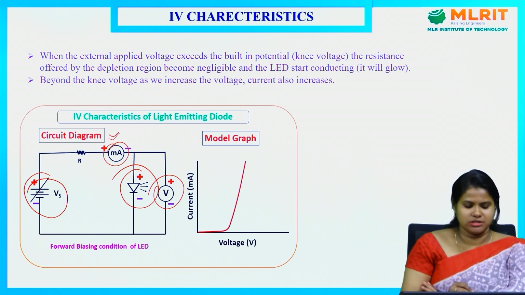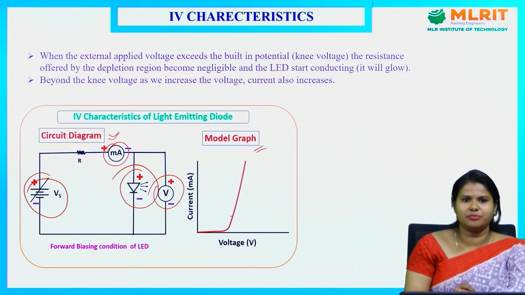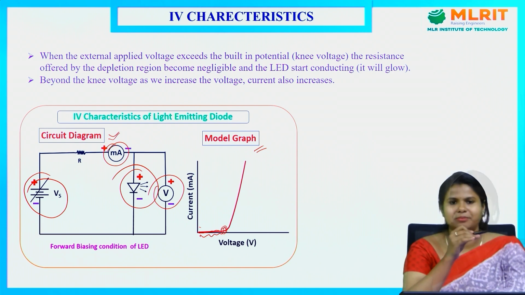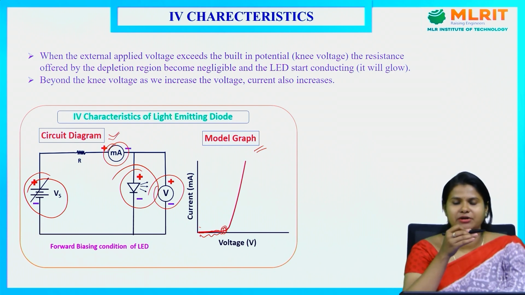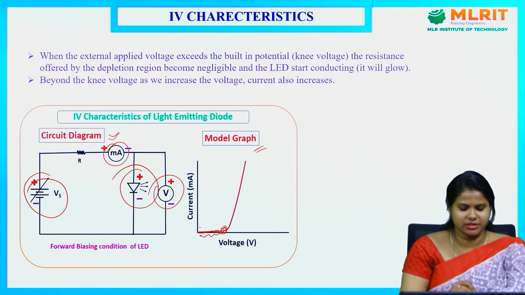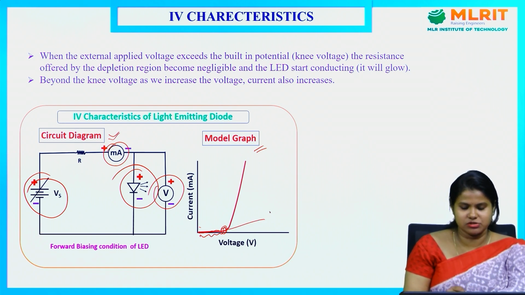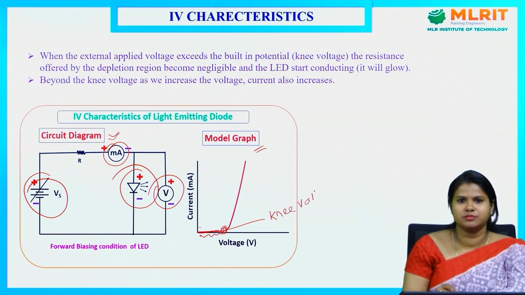So this is the model graph. Initially, when we are increasing the voltage, the current remains 0. So at this portion, the current is 0 when we are increasing the voltage. But after a particular voltage, the current will rapidly increase with the increase of voltage. That particular voltage is known as knee voltage.